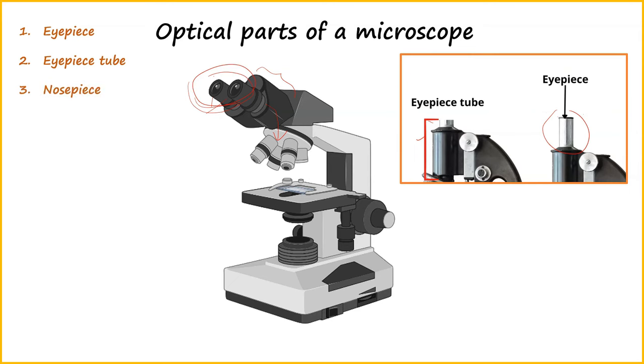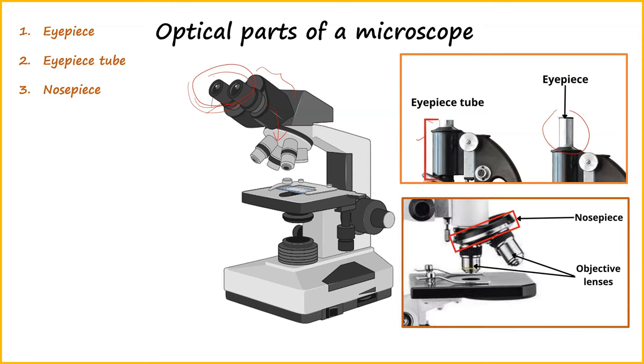Now comes the third part, which is known as the nose piece. As you can see in this image, this portion is known as the nose piece. The nose piece is located below the eyepiece tube. It is also known as the revolving rod. It can rotate to adjust the objective lens. We can rotate this nose piece to adjust this objective lens.